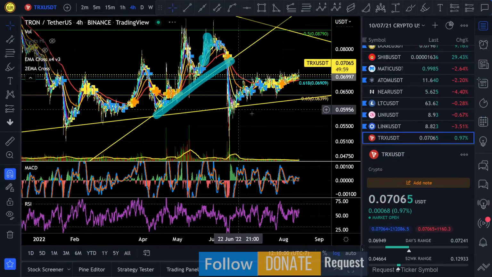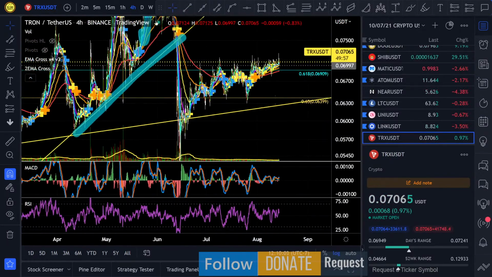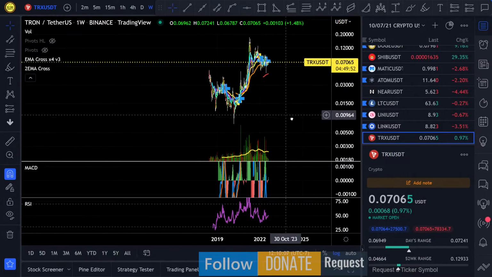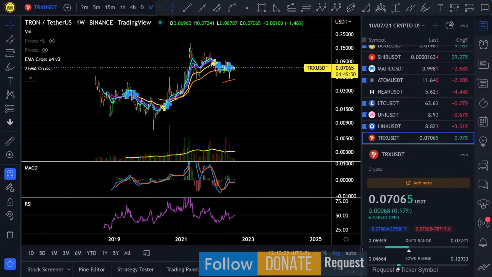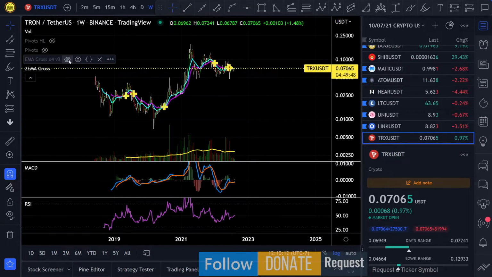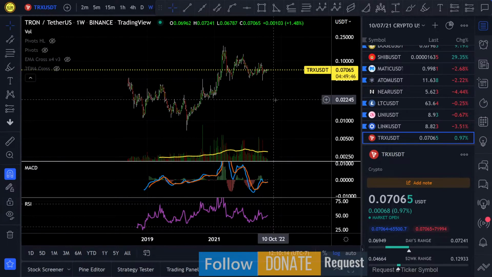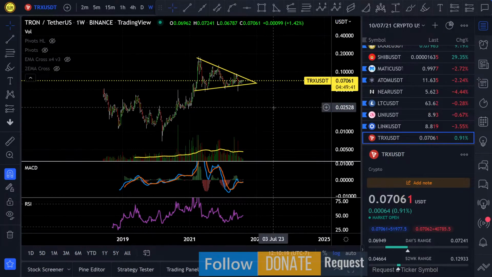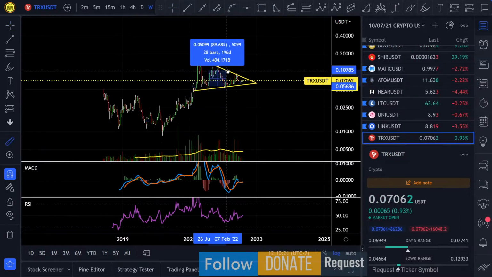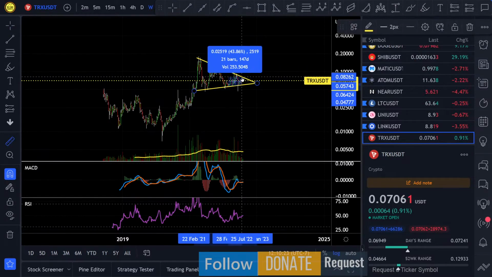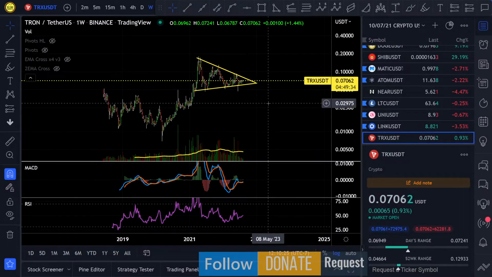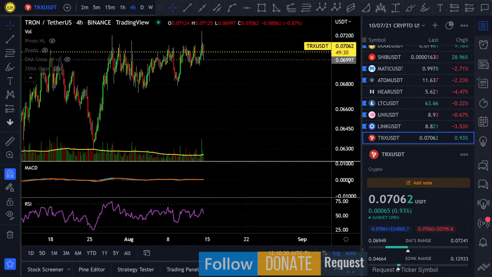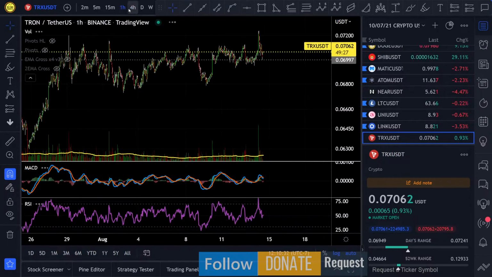Tron is not really moving that much. It's going sideways. I haven't heard that much about Tron in many, many years, so it's fading out of popularity. Even on the investing charts, it's not that great looking. It's just a symmetrical triangle to the side, so it's either going to go plus or minus 50 to 100%. On a 4-hour, there's not quite a setup there yet.